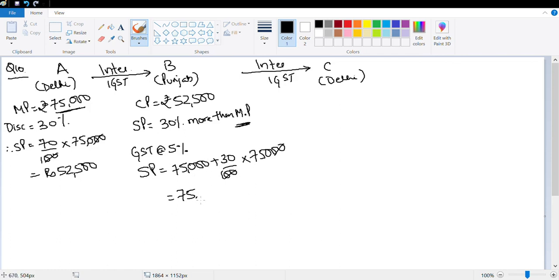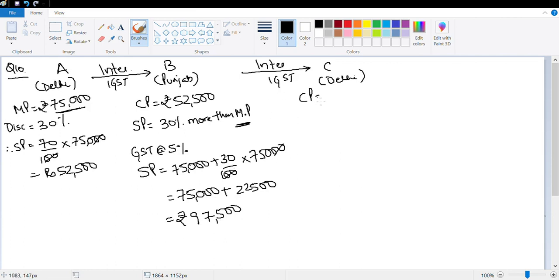So 75,000 plus 22,500, which is 97,500. Oh, this guy had a bumper profit. He bought it at 52,500, selling it at 97,500. Wow, that's a lot of money this guy is making. Maybe I should get into this kind of business. Chalo, let's move on. So this is the SP for him.